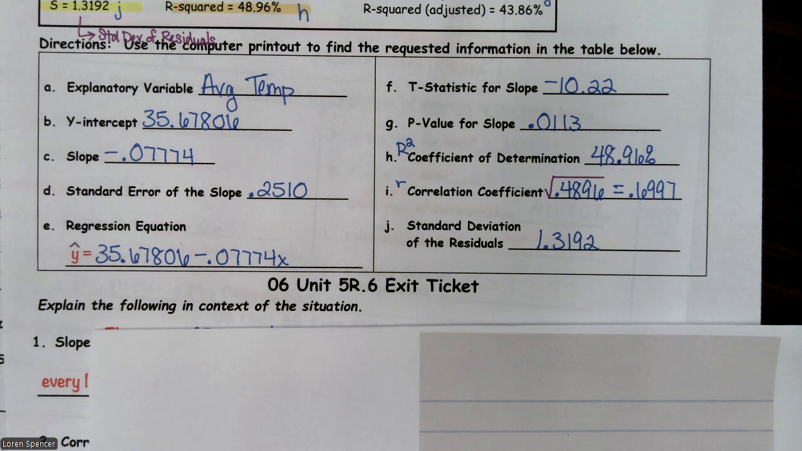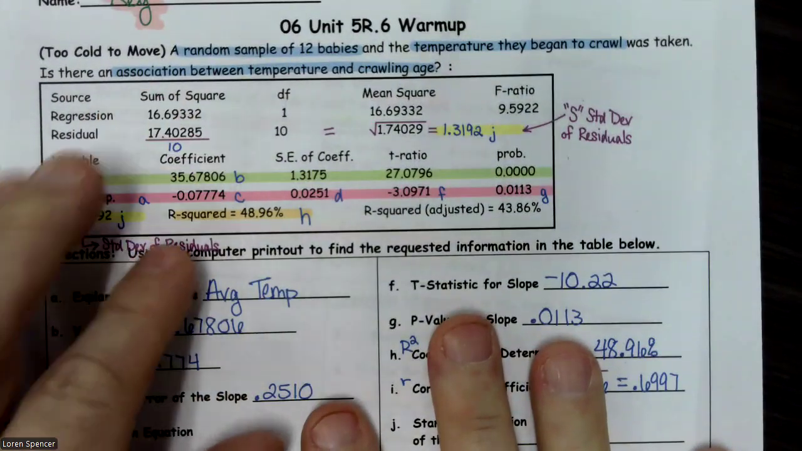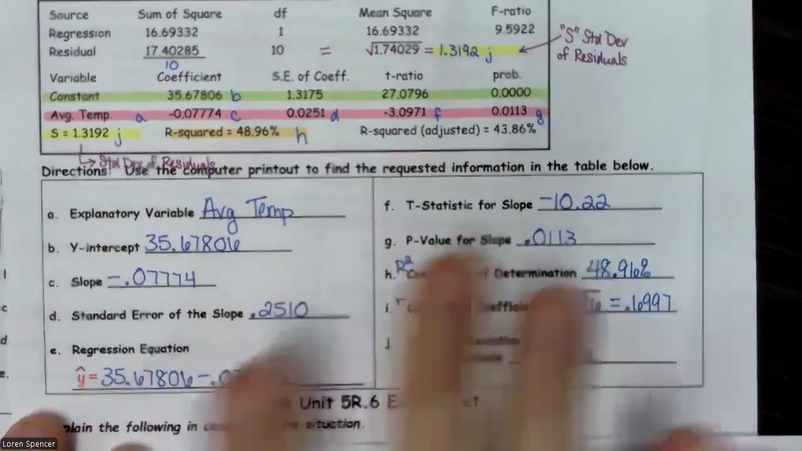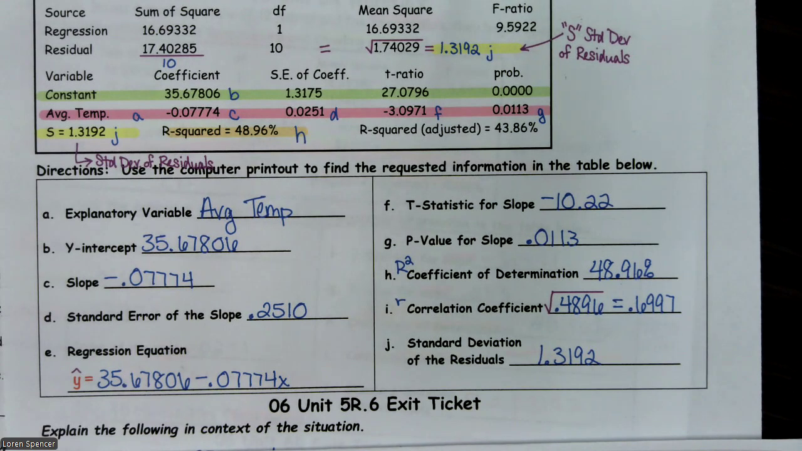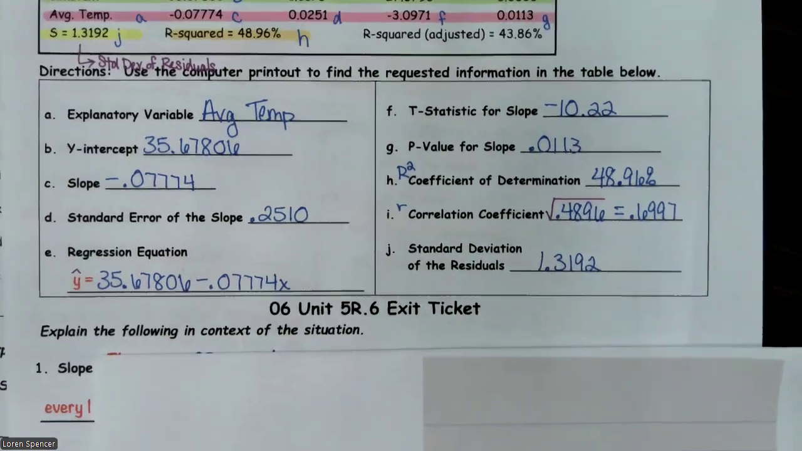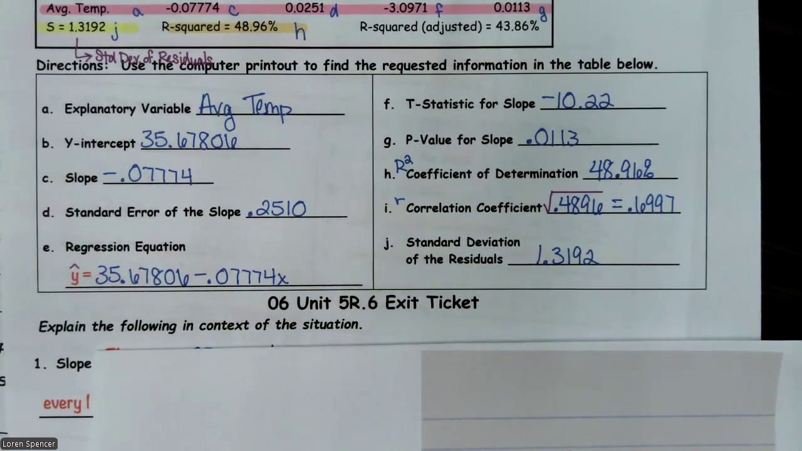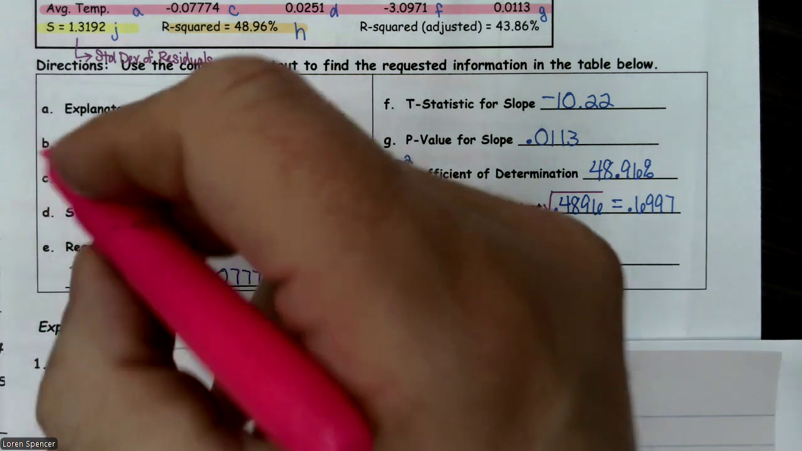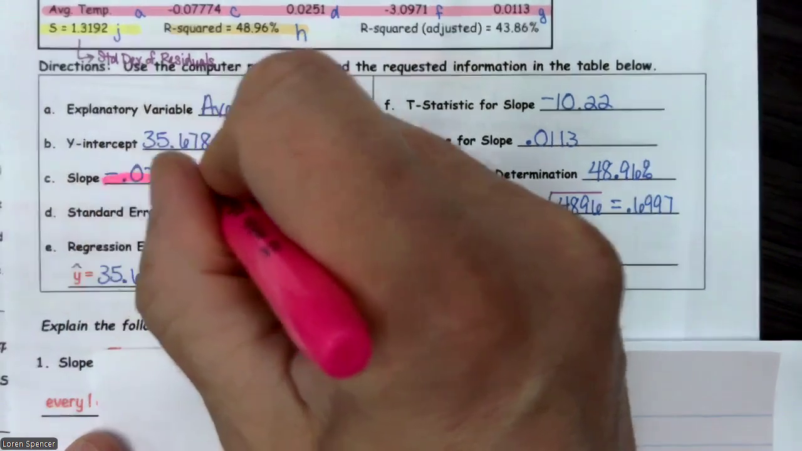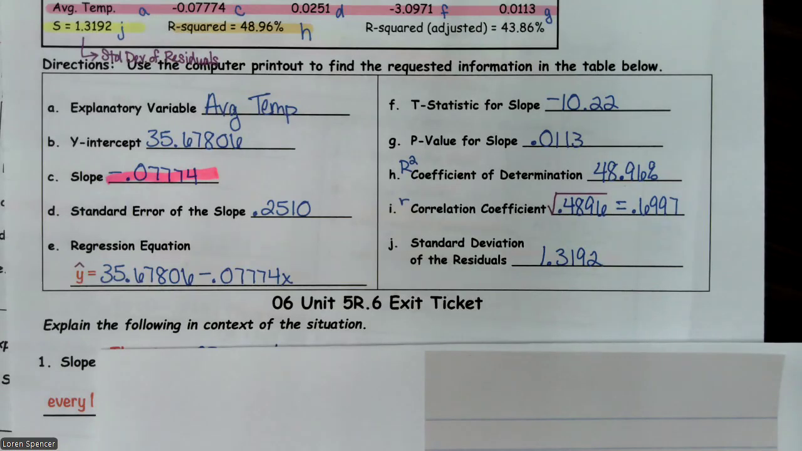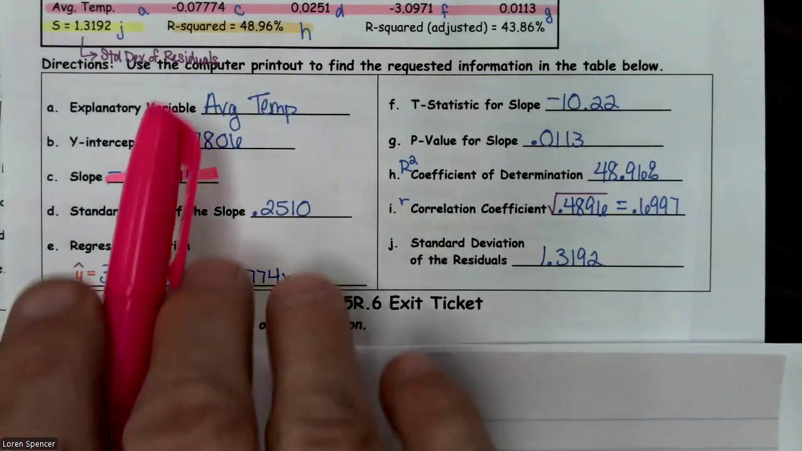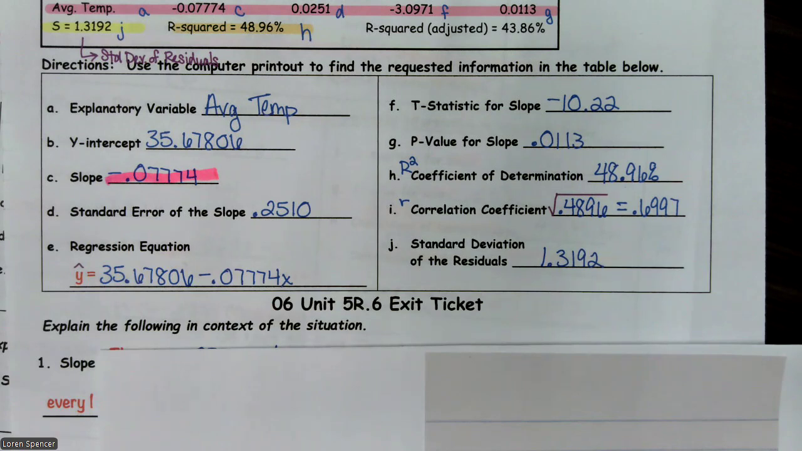This is the exit ticket, and it's based on our warm up where we went through the too cold to move scenario, and we filled in all the information from the table, and now we're going to define some of those in context. So the first thing it says, explain the slope in the context. Well, when we go up and look, we see slope is written as negative 0.00774, and we got that from the table right there.